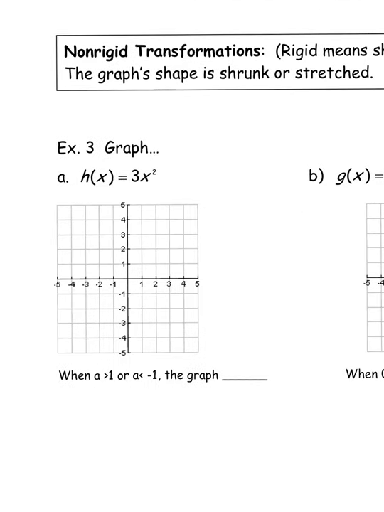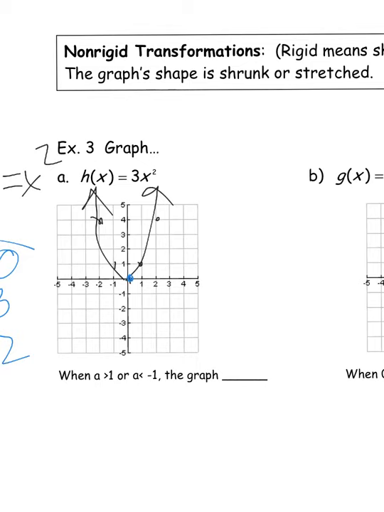Non-rigid transformations: if we first graph our parent function of f of x equals x squared, we would have 0, 0, 1, 1, 2, 4, and I'll just use the same one, comparing it to both of these. So if I have h of x here, I'm going to quickly do an input-output table. 0, 1, and 2. 0 squared would be 0. 1 squared times 3 would be 3, and then 2 squared would be 4 times 3 is 12. So 0, 0, 1, 3, and then 2, 12 would be off the graph.